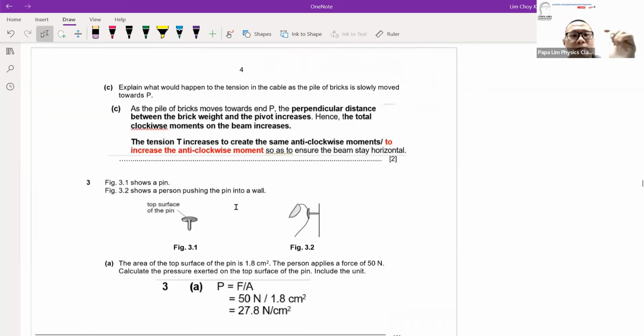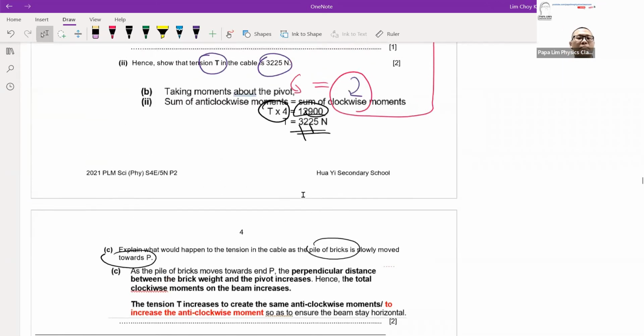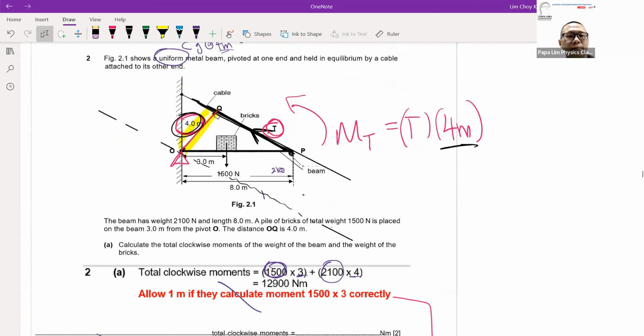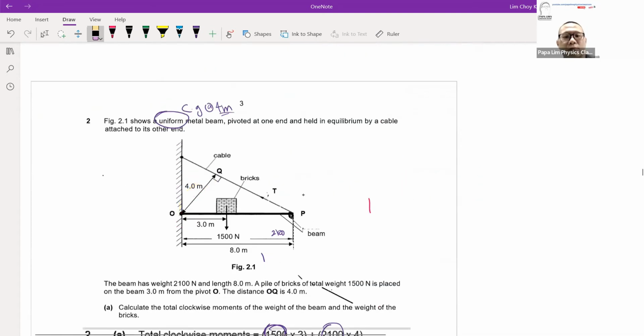Explain what happens to the tension if the pile of brick is slowly moved towards P. Move towards P. What happens? So what happens if the bricks move towards P?